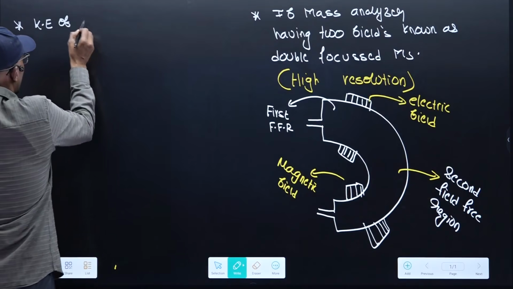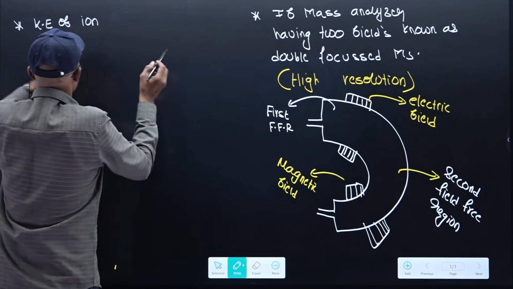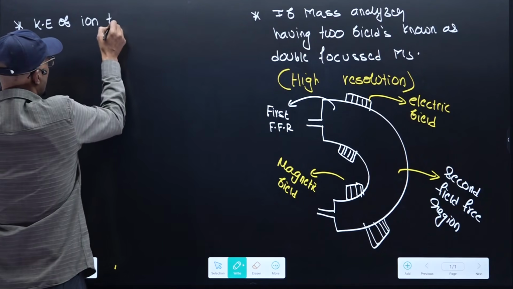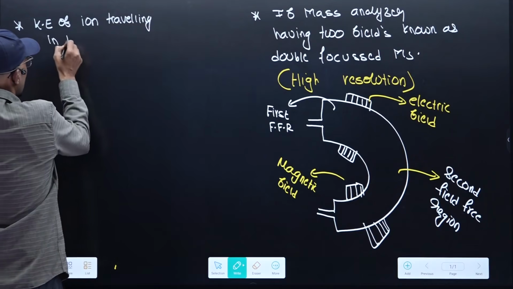Now here, the kinetic energy of an ion traveling in the mass analyzer.